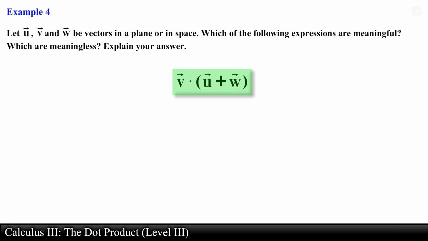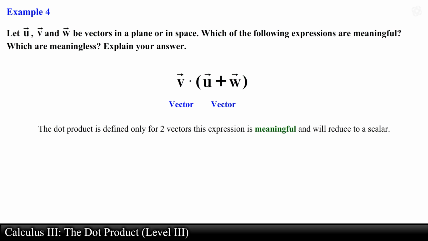The next expression is vector v dotted with the quantity of vector u plus vector w. The sum of vector u and vector w will reduce to a vector, which will then be dotted with vector v. Since the dot product is defined only for two vectors, this expression is meaningful and will reduce to a scalar.